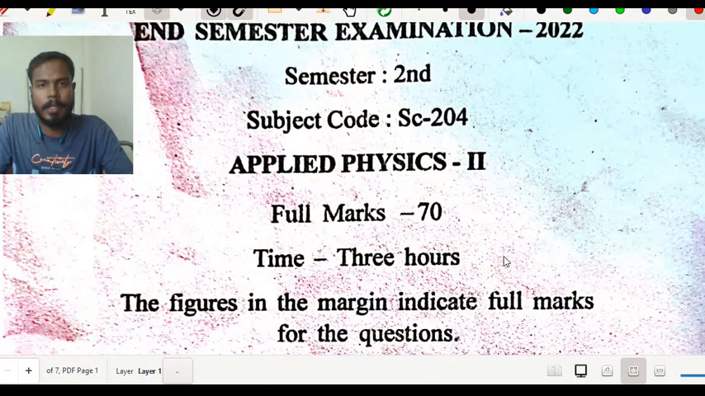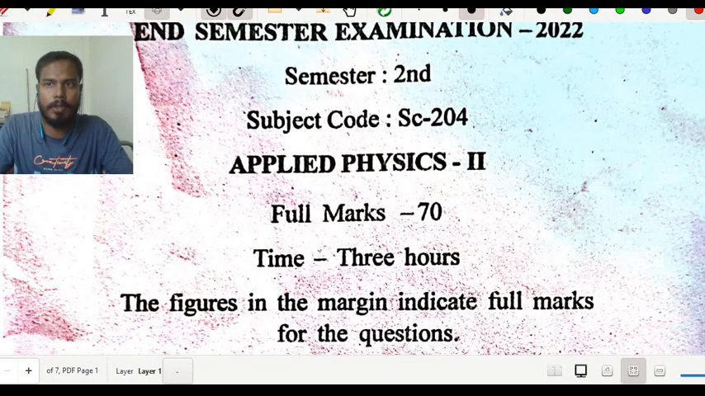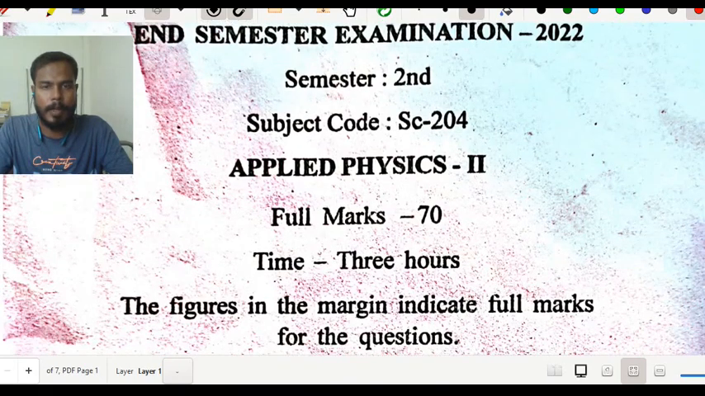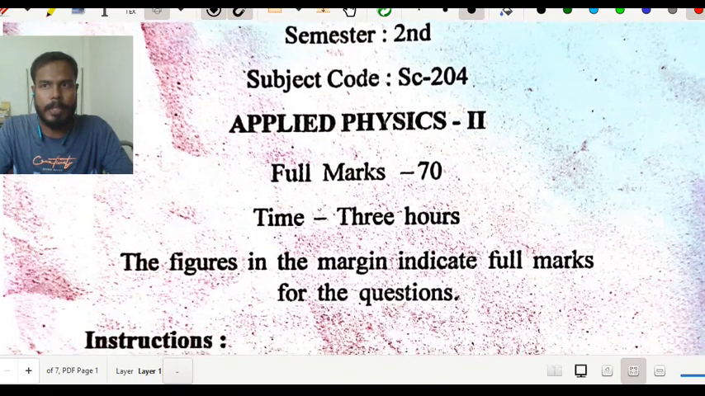Today I will be discussing the 2022 Applied Physics 2 paper for second semester students of the Assam State Polytechnic semester examination, which was held today. It carries 70 marks, out of which 25 marks is short questions. I'll be discussing all the short questions today, and if you need the explanation for part B, which is the explanatory part, you can comment in the comment box. Okay, let's get started.